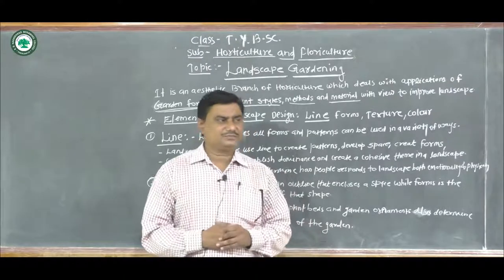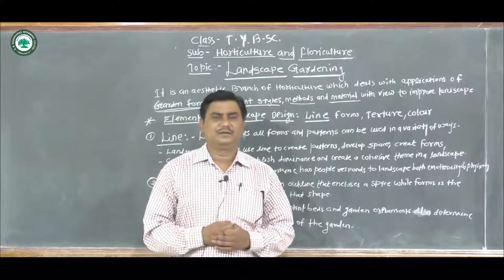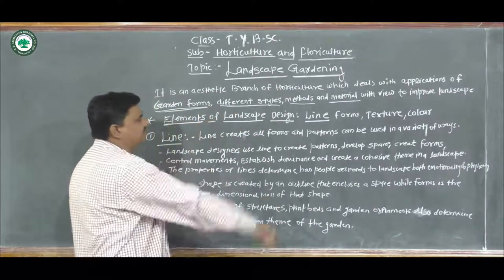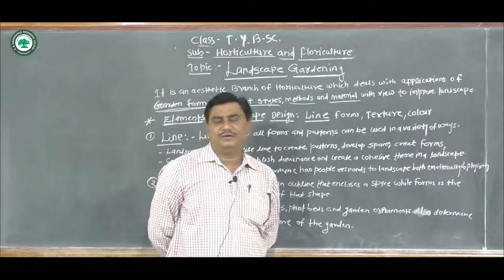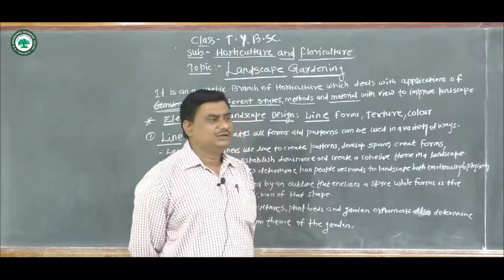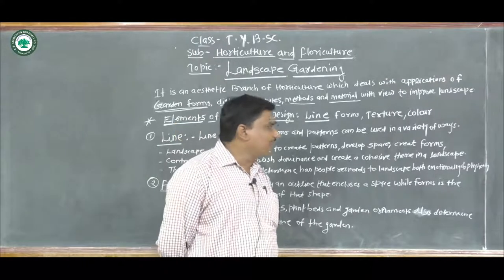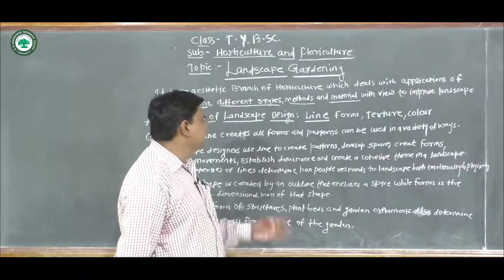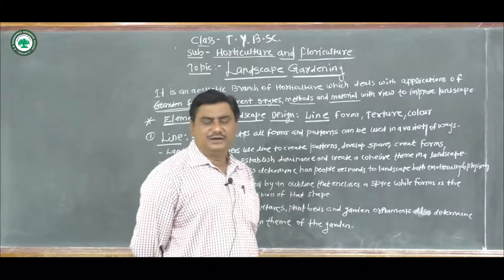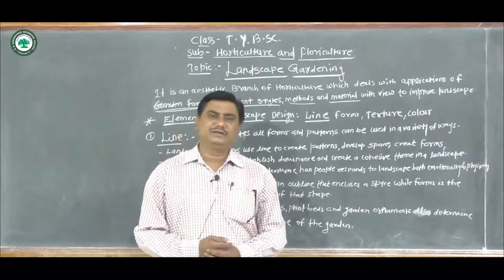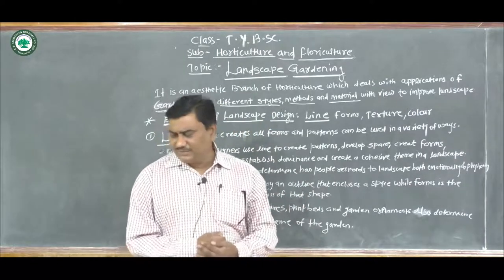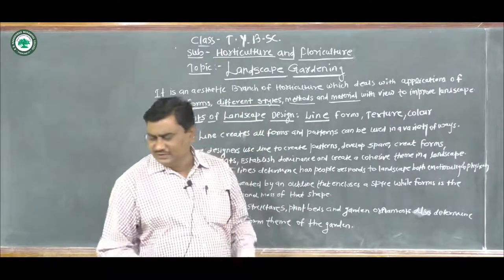Okay, so there are two things. First are the elements of landscape design. Elements means the visual quality. Visual quality means line, form, texture and color. That is what the elements, the visual qualities, are.